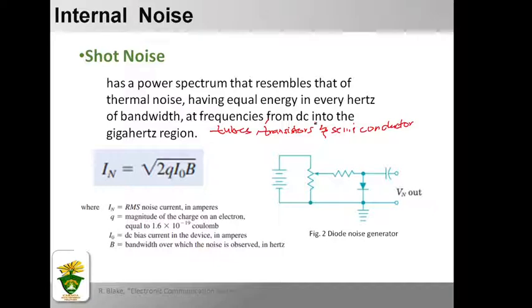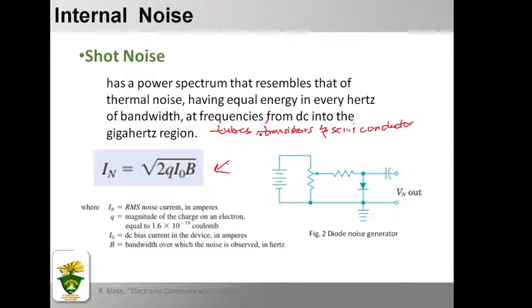These variations are caused by the fact that current is a flow of carriers, each of which carries a finite amount of charge. So current can thus be considered as a series of pulses, each consisting of the charge carried by one electron. Shot noise is usually represented by a current source, with this equation here. So the noise current for either a vacuum or junction diode is given by this equation.